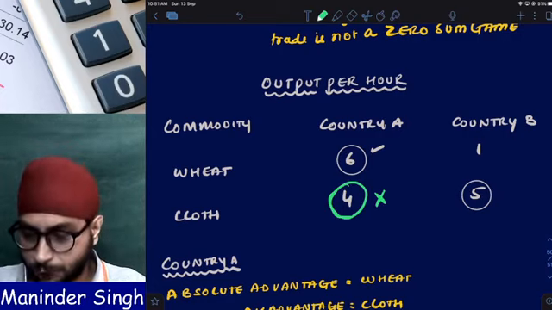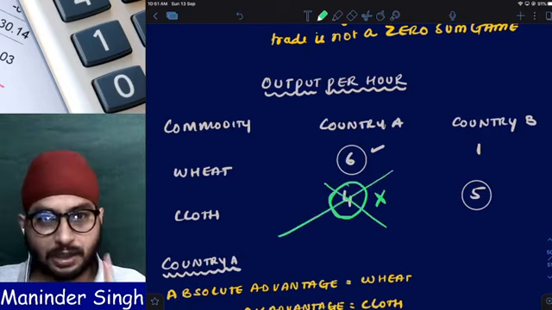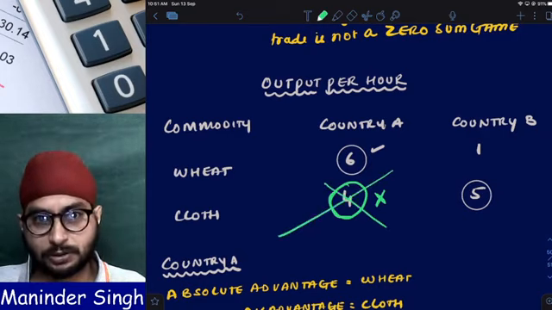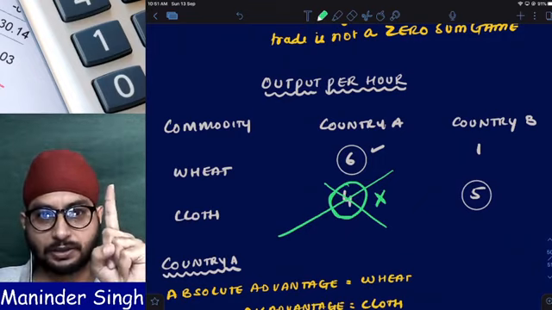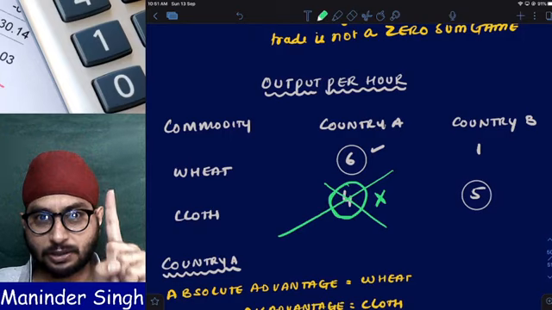Let us say in 1 hour, if I stop manufacturing cloth, how many hours will I save? 1 hour, correct or not? If I stop manufacturing cloth, how many hours will I save?